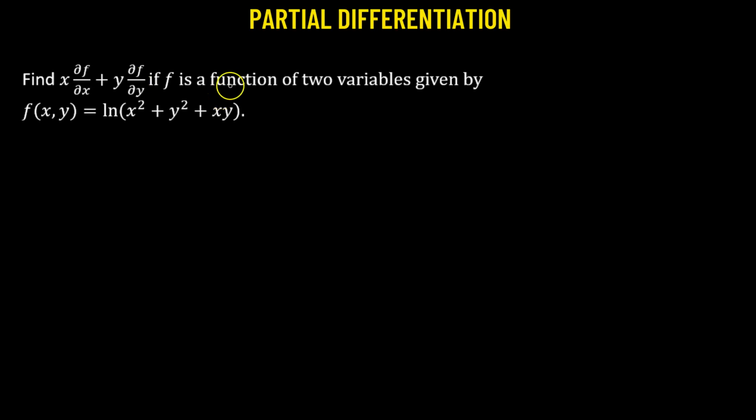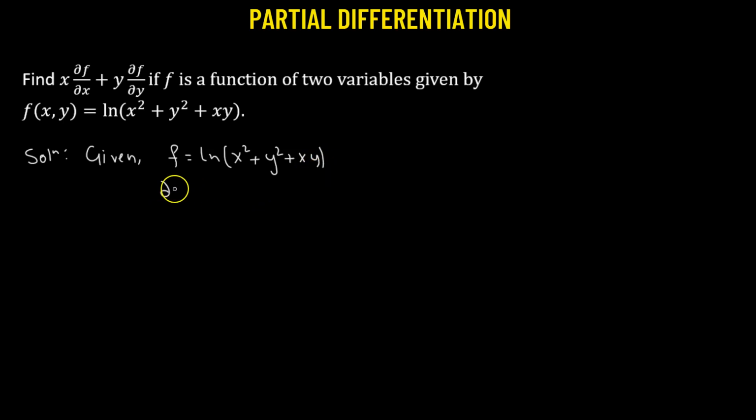We have a function of two variables f, which is given by the natural log of x squared plus y squared plus xy. We need to find the value of x times the partial derivative of f with respect to x plus y times the partial of f with respect to y. So let's begin. Here we are given the function f, which equals the natural log of x squared plus y squared plus xy.